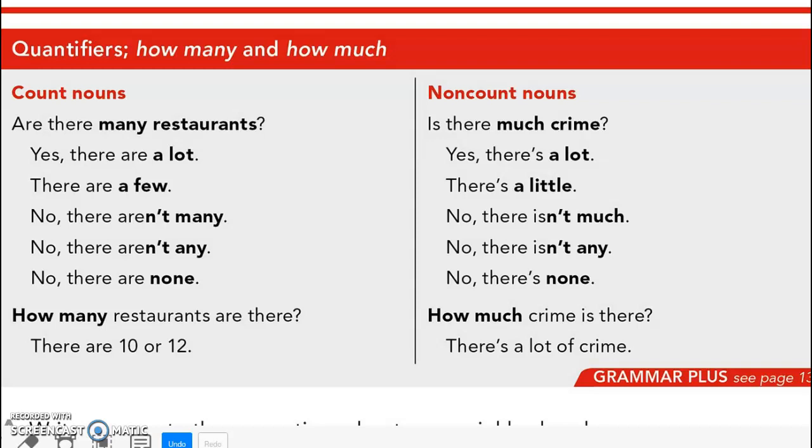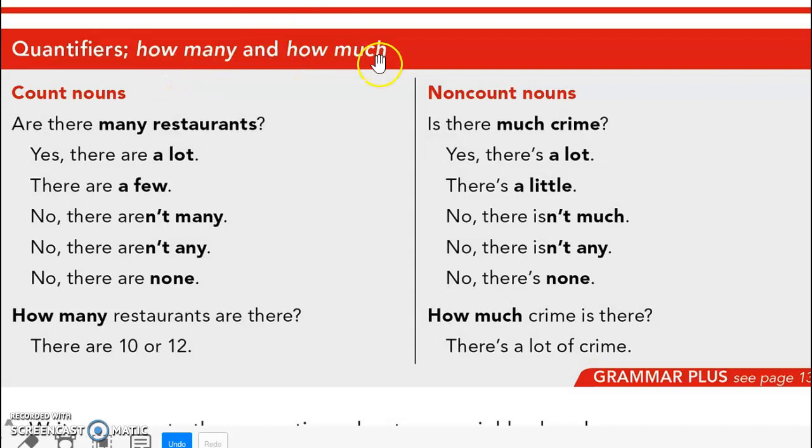Hello guys, today we're going to be working with the second part of Unit 8. Yesterday we saw there is and there are. So today we're going to be working with quantifiers, how many and how much.